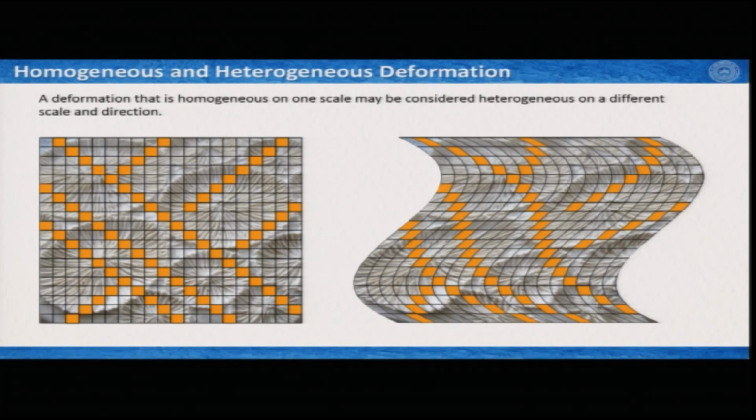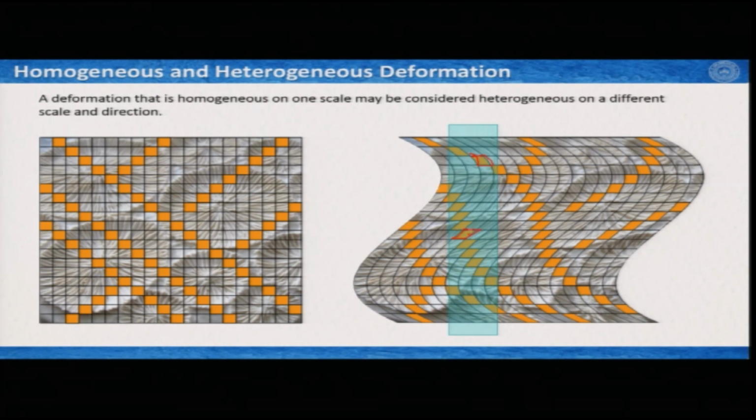Now the question is, when the bulk deformation appears to be heterogeneous, it is possible to discretize this entire deformation in smaller areas and find if they are homogeneous or not. For example, if I consider this area highlighted by this little rectangle, I can see that initially this was square.